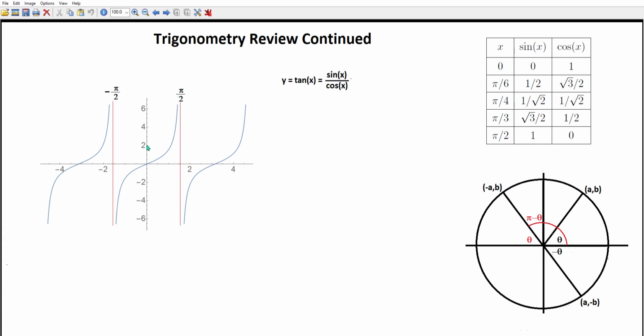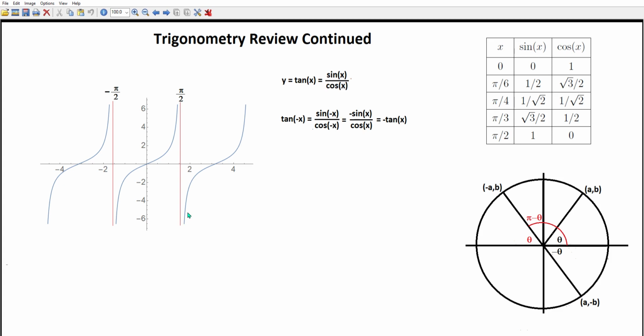Okay, now what about on this side? Well, the tangent of minus x is the sine of minus x over the cosine of minus x. And we know that the sine of minus x is minus the sine of x. And the cosine of minus x is the cosine of x. And that's minus sine x over cosine x, which is minus tangent, which means tangent is odd, which means you get this reflection across and then down. And that's what the picture looks like. And you've got an asymptote at minus pi over 2.